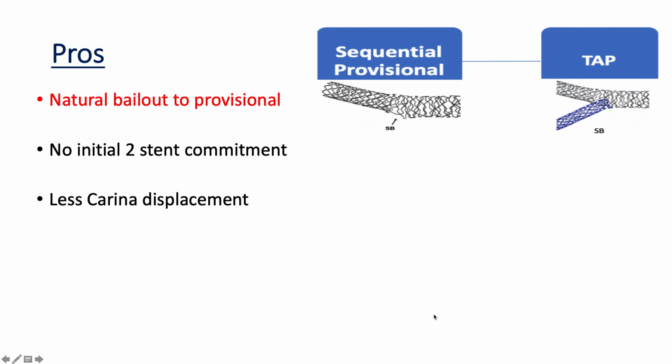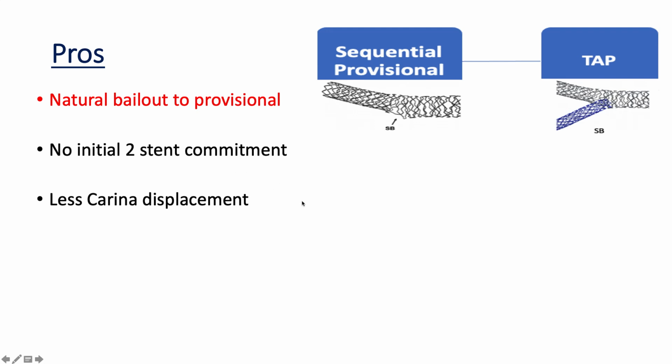So what are the pros? The reason why I like this technique is it's simple, it's straightforward, it's a natural bailout of the provisional technique, which most of us adopt in the large majority of bifurcations. One would not commit to 2 stents from the beginning. Even if it's an anatomy that requires 2 stents, you can still get by with sequential provisional, even in left main interventions. So in DK crush and Culotte, one will commit to a side branch stent from the beginning. With the TAP, you don't have to.